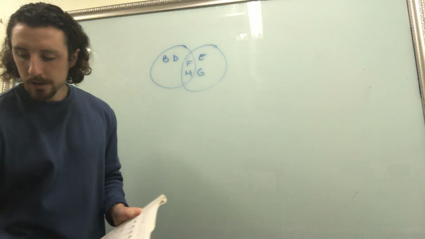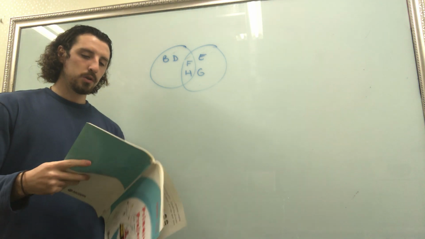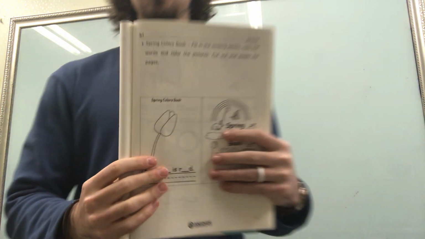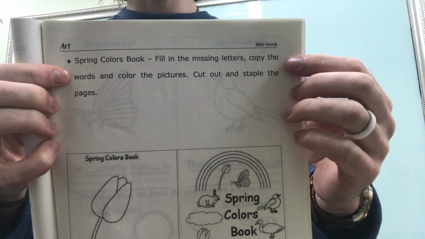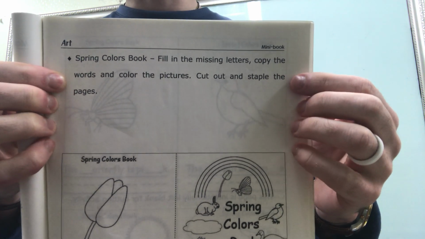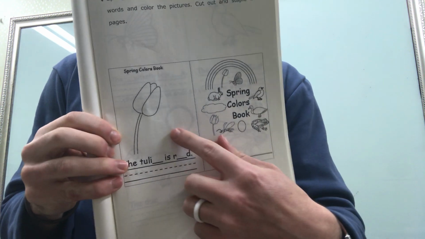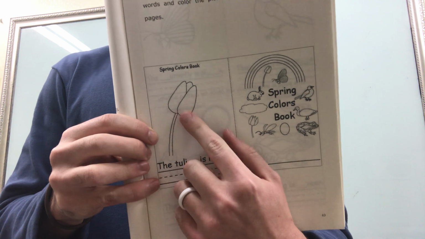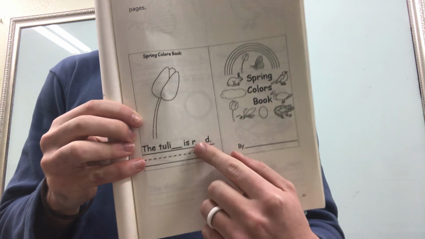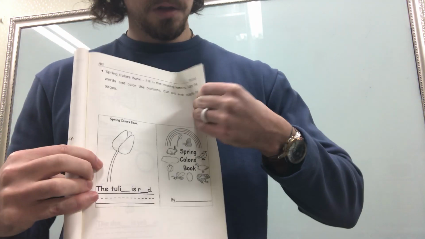All right, so that's all we have to do for today, but I'm going to show you your homework. For homework, what you have to do: spring color book, fill in the missing letters, copy the words, and color the pictures. Cut out and staple the pages. So you have these pages. You color these pictures, and you also have to write the word. So what flower is that? Fill in the flower and the color. Say who this book is by. And we'll go to the next page.